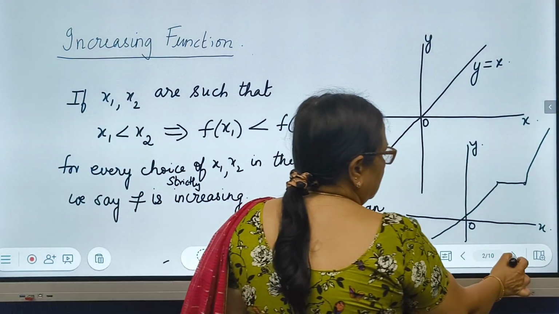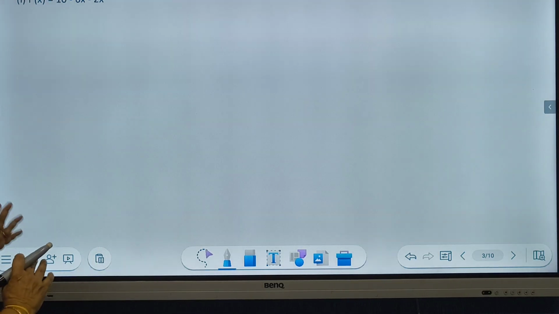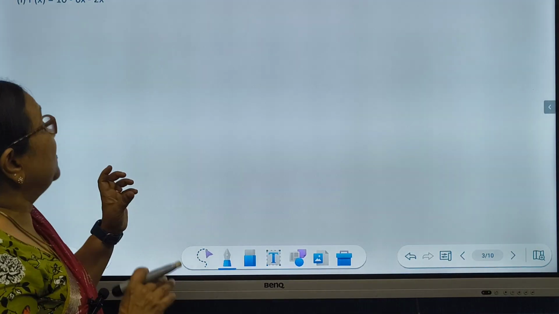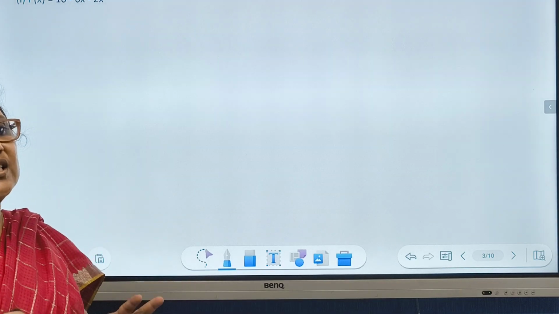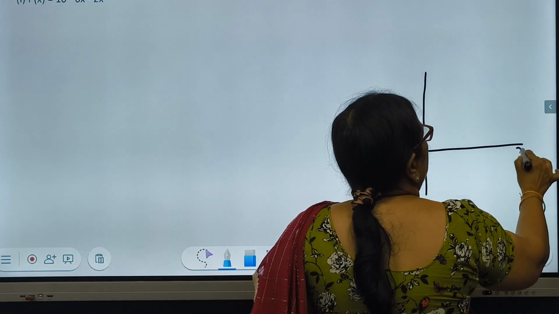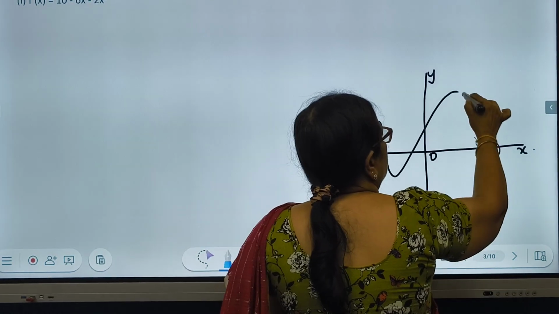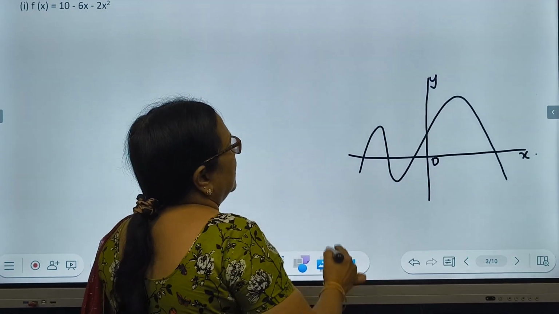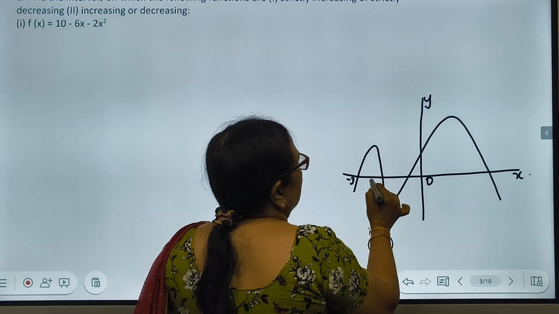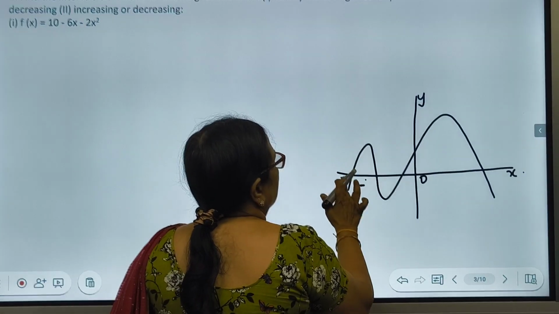Okay, now, I'm going to give you a function and we are going to find out in which interval the function is increasing or decreasing. See, for example, I can have a function like this. Okay, now this point can be, say, minus 3, minus 2, I mean, sorry.